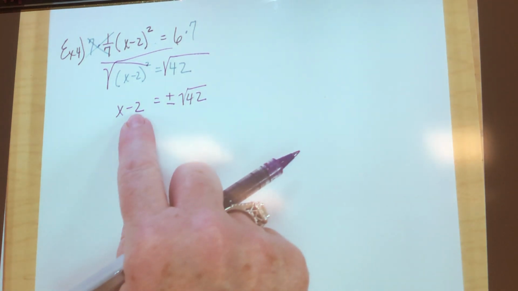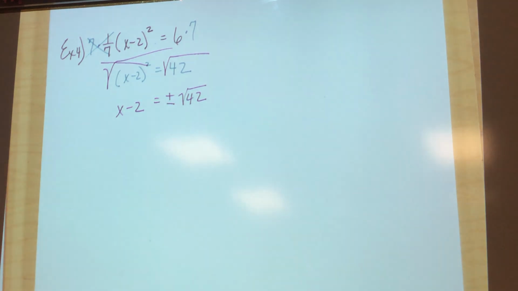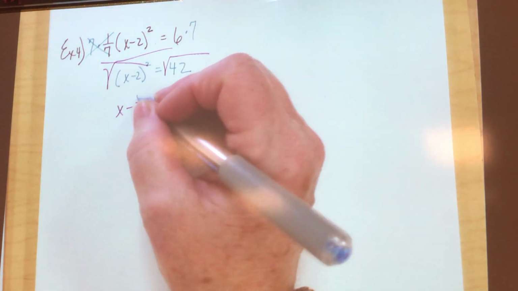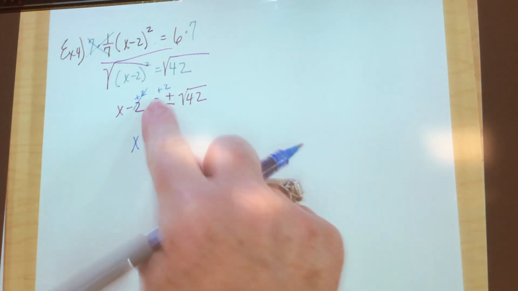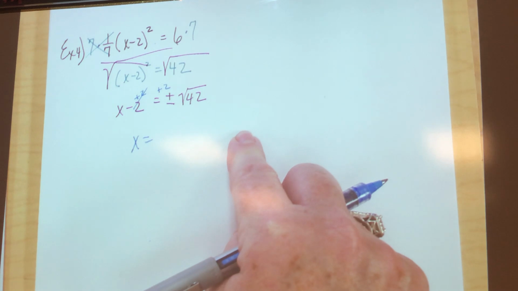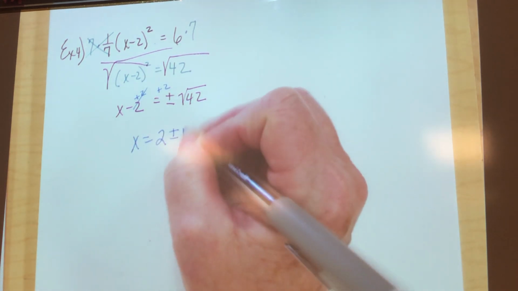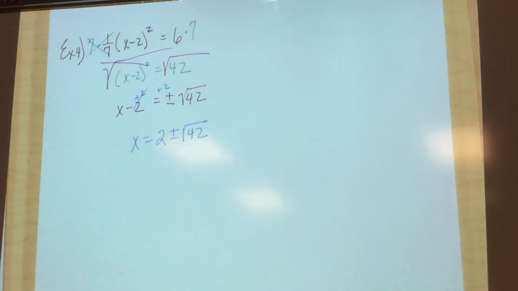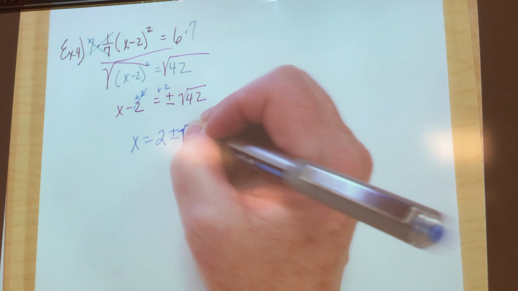Okay? Now all I gotta do is solve for x. So this -2, I need to bring it over here, and what will it become? A positive 2. You could say I'm going to add 2 to both sides, but listen to me. That 2 goes in the front. It does not go in the back. Your answer is 2 plus or minus the square root of 42.